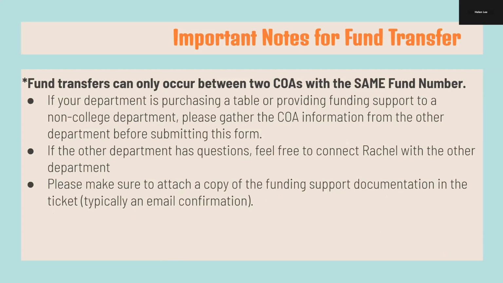Some important notes for fund transfers. Fund transfers can only occur between two COAs with the same fund number. So if your department is purchasing a table or providing funding support to another non-college department, you will need to gather the COA information from the other department before submitting the form and ensure the fund number that you're sending the money to matches the fund number of the COA you're sending money from.